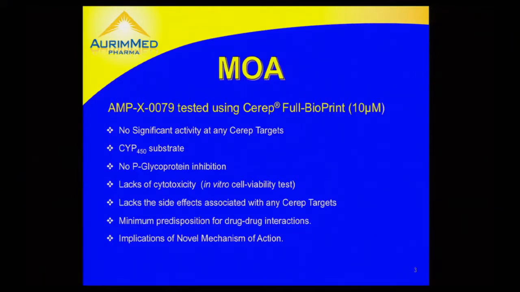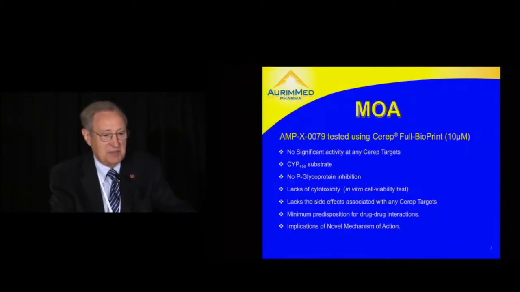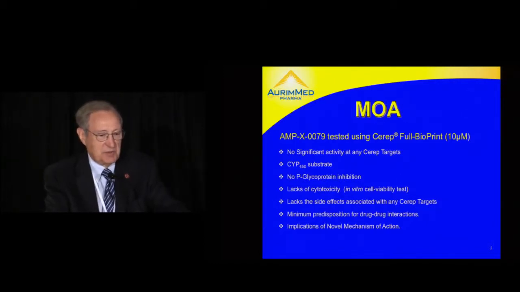It's been through a full bioprint screen. I had to Google that to be sure I knew what it was. Some of you obviously know exactly what it is, but there was no significant activity. It is a CYP450 substrate, with no P-glycoprotein inhibition, lack of cytotoxicity, lack of side effects at these targets, and minimum predisposition for drug-drug interactions. I'm not absolutely sure I understand how that squares with the CYP450 substrate, but we'll let that go since Amir isn't here to defend that. And there are implications for a novel mechanism of action.